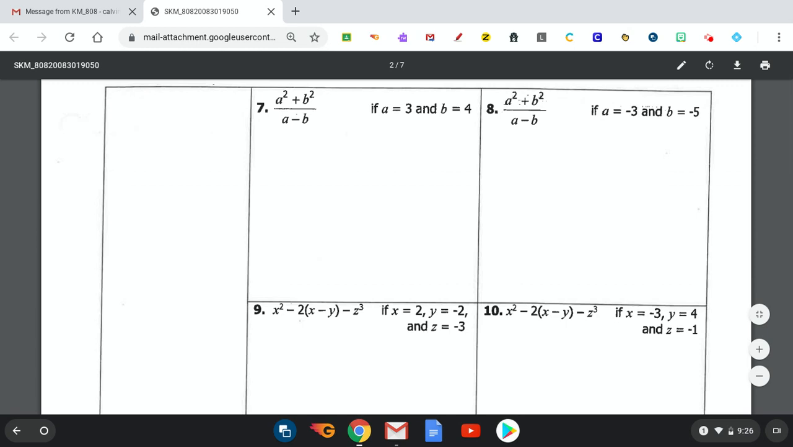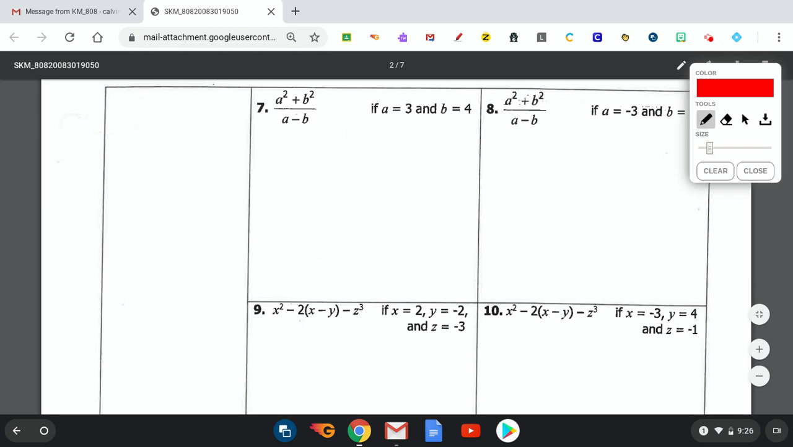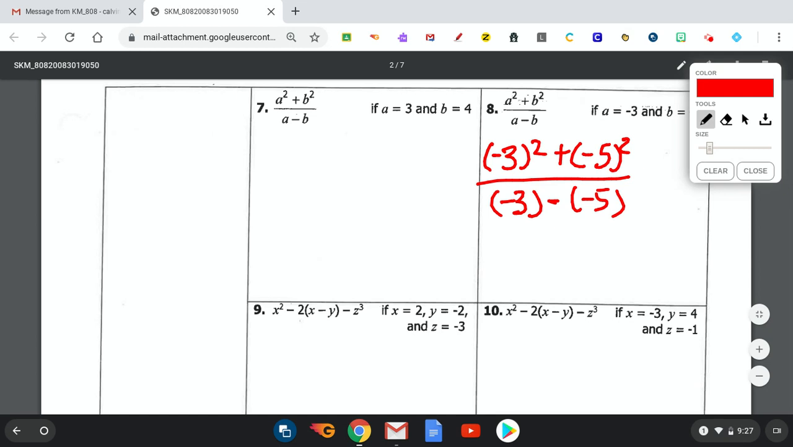Okay? And notice that b is negative 5. Okay, so I'm doing the same thing. Put my parentheses around my A. Remember, B was negative 5. Okay. Put my parentheses around my A. Bring down that subtraction sign. And so that's what that should look like.